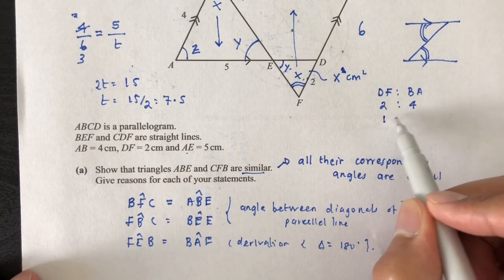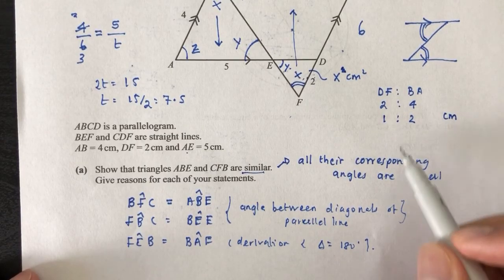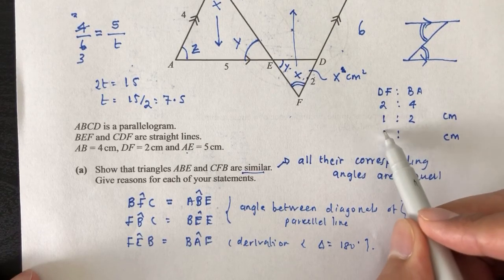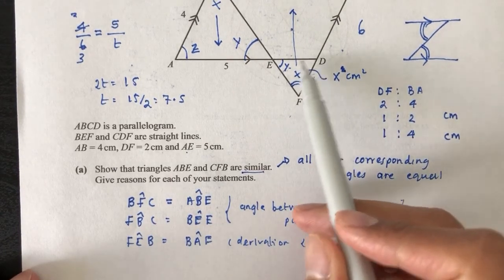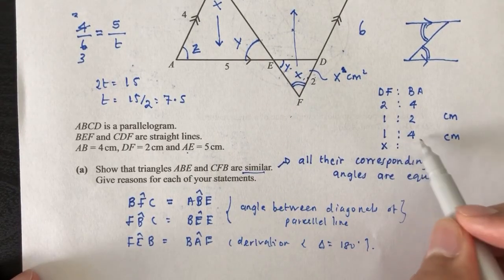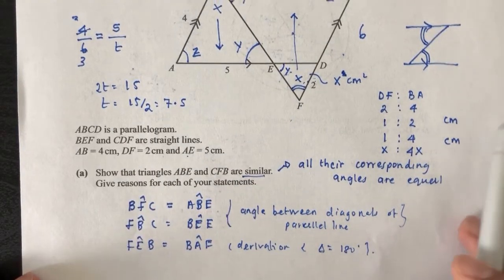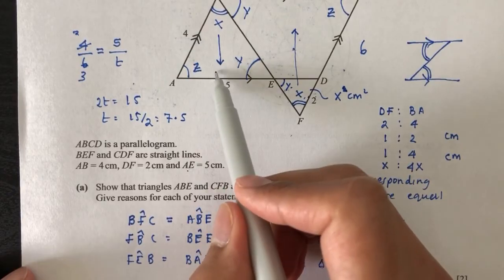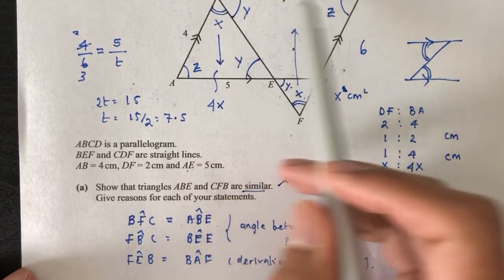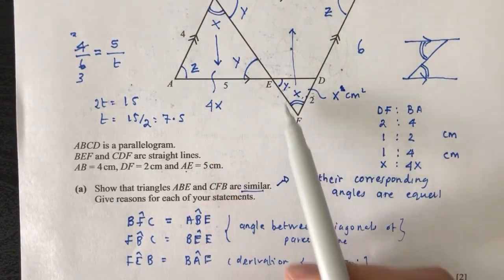So they are in the ratio of 1 to 2, in centimeters. If you were to compare area, we have to square both sides, so the ratio will be 1 to 4. So now if the area of this triangle is X, the area of this triangle will be 4 times X, if that makes sense. So now we have the area of this triangle, which is 4X. So now we have to find the area of BCED. But first we need to find the area of BEF.